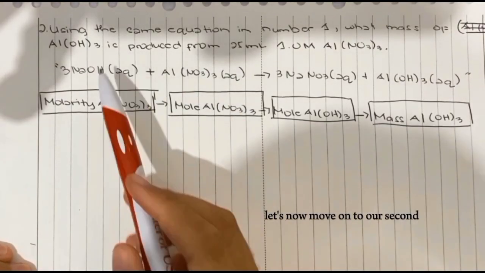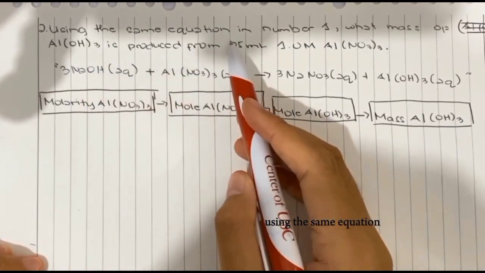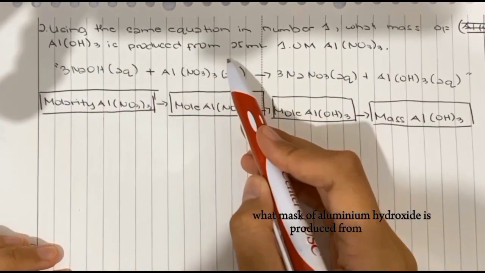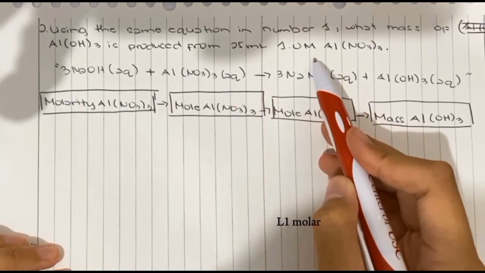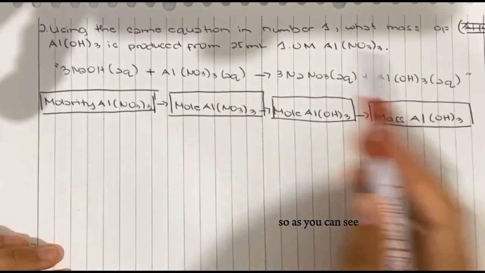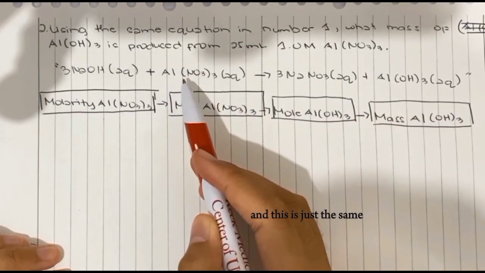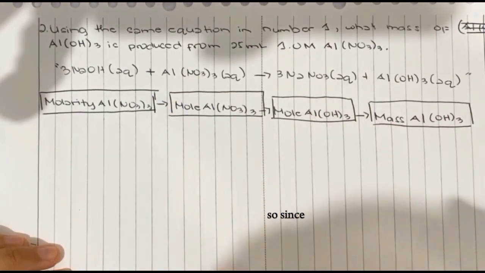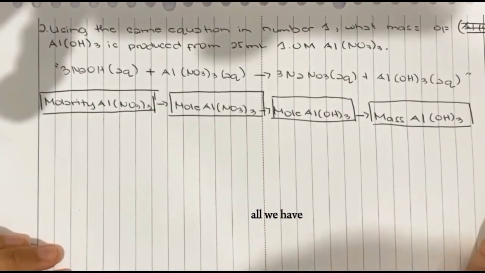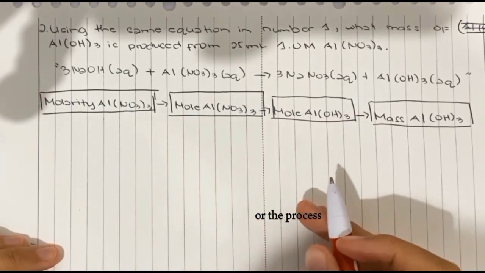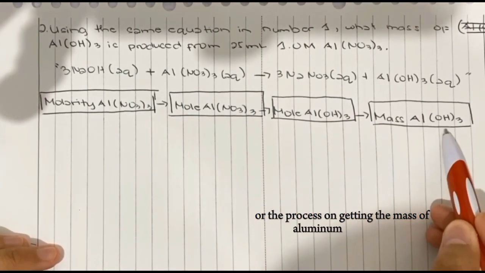Let's now move on to our second question. Using the same equation in number 1, what mass of aluminum hydroxide is produced from a 25 ml 1 molar aluminum nitrate? So as you can see right here, this is the given chemical balance equation, and this is just the same as the given in number 1. So since this equation is already balanced, all we have to do right now is move on to the solution or the process on getting the mass of aluminum hydroxide.